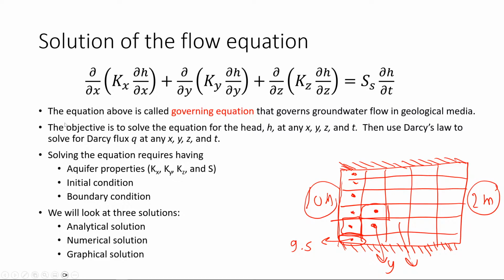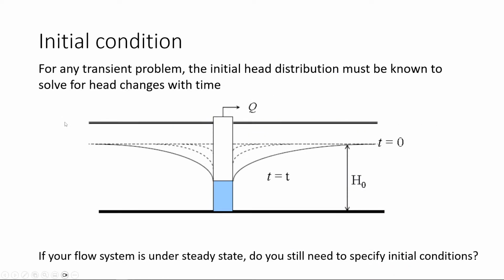Okay, so let's look here. This is the initial condition. So at time zero, for example, that was my head here. So you go to the field or you do your experiment or whatever, and at time zero that was the head level, and then I started to do some pumping, and at time t the head dropped. So that's my initial condition. For any transient problem, the initial head distribution must be known to solve for head change with time. For steady state, it doesn't matter because it will converge anyway.